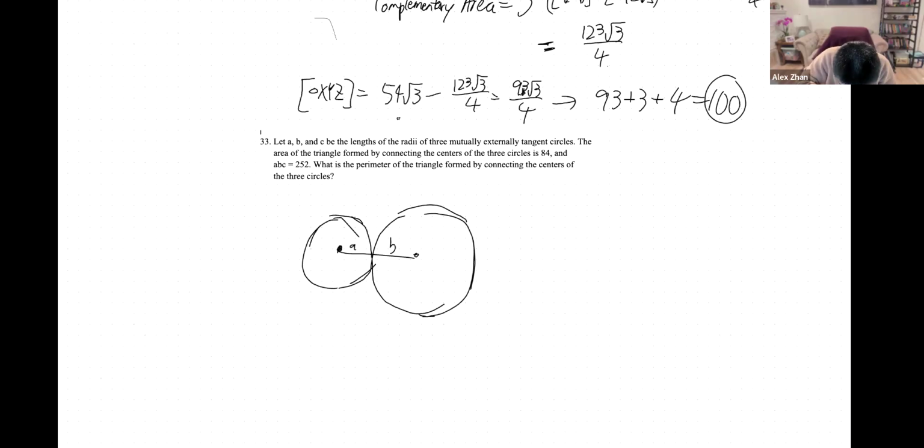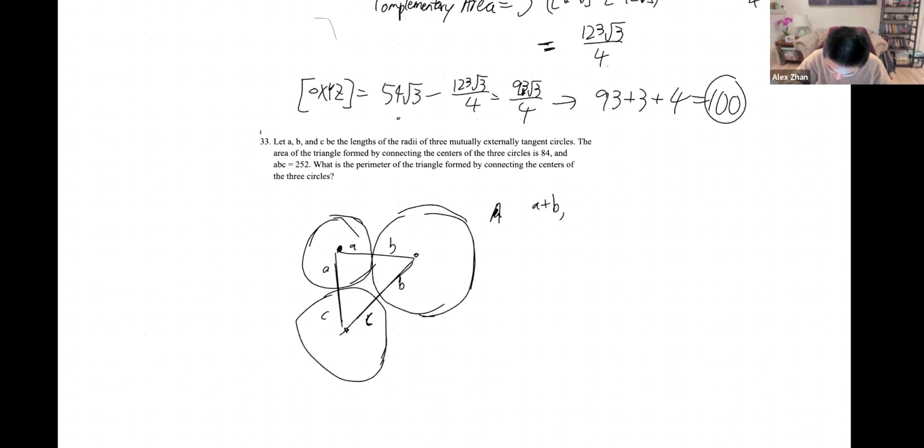Okay, now I'm just going to quickly mark out the radii. The problem says that the area of the resulting triangle will be 84. So let's first look at the side lengths of the triangle. We know that the area can be determined by the side lengths. The side lengths are A plus B, B plus C, and A plus C. So then we can apply Heron's formula.